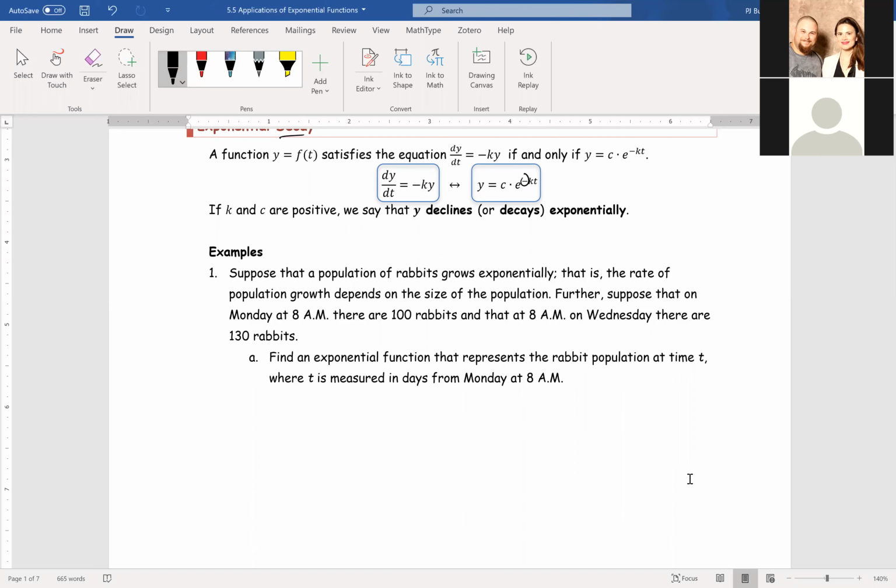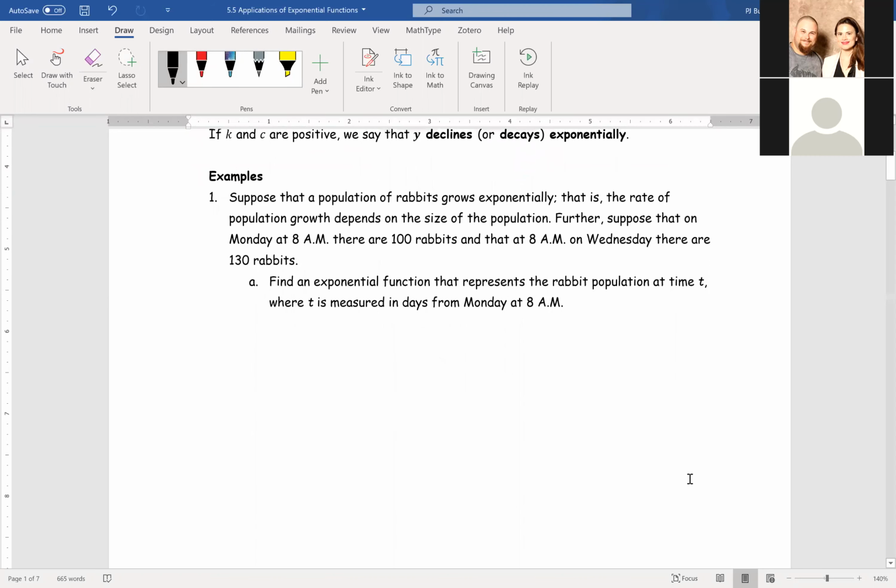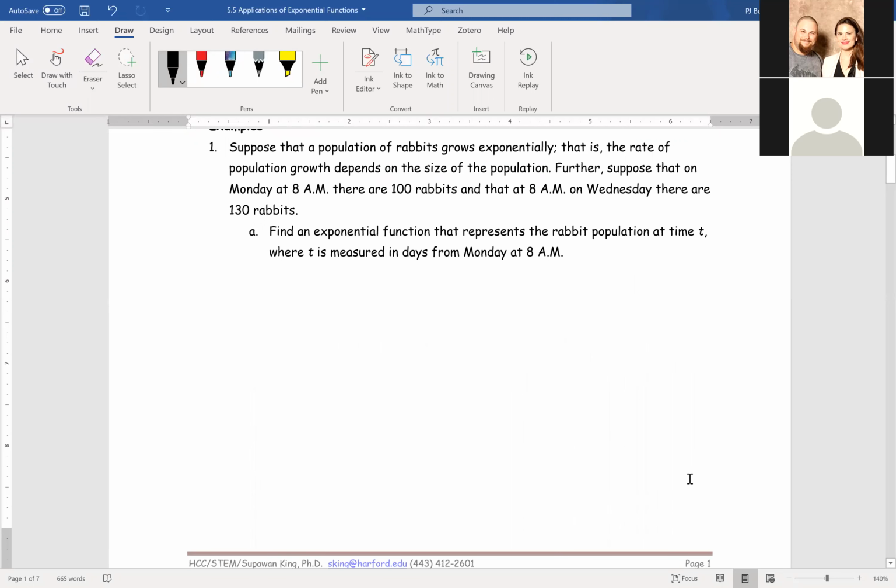All right. So let's look at this first example. Suppose that a population of rabbits grows exponentially. That is, that the rate of population growth depends on the size of the population. Further, suppose that on Monday at 8, there's 100 of them. And at that same time on Wednesday, there's now 130. So find an exponential function that represents the rabbit population at time t, where t is measured in days from Monday at 8.